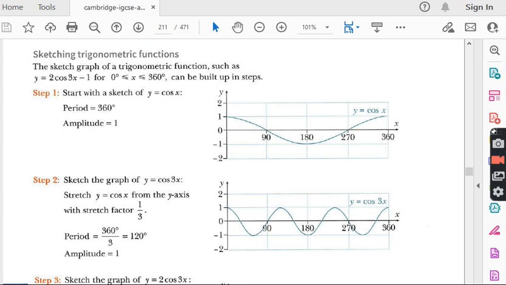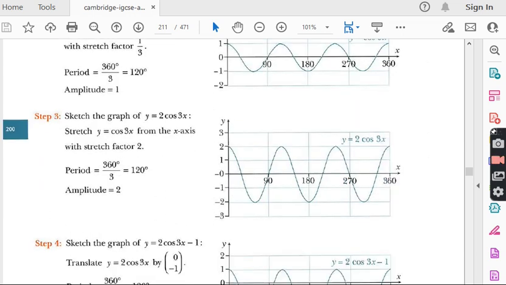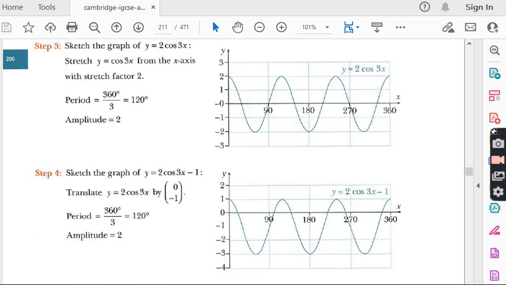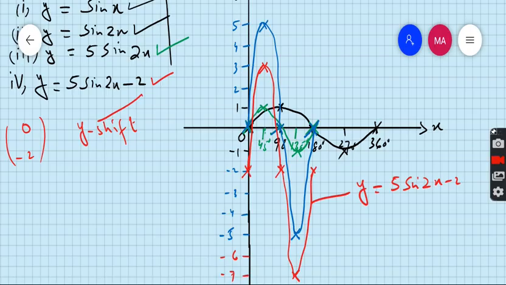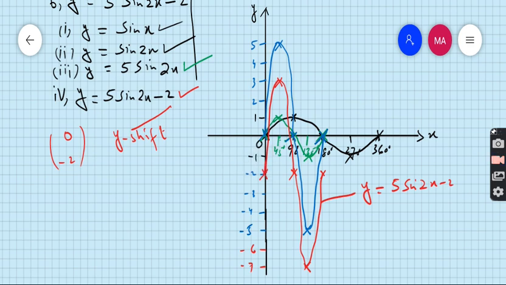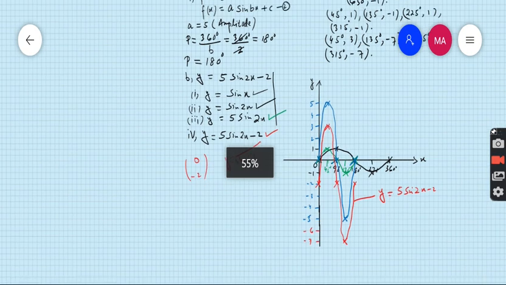Like see this is 2 cos 3x minus 1. First draw the graph of cos x, then draw the graph of cos 3x, then draw the graph of 2 cos 3x, and then draw the graph of 2 cos 3x minus 1. So I did the same strategy which is used in your book. So this is our today's class. We have finished whole question number 1.